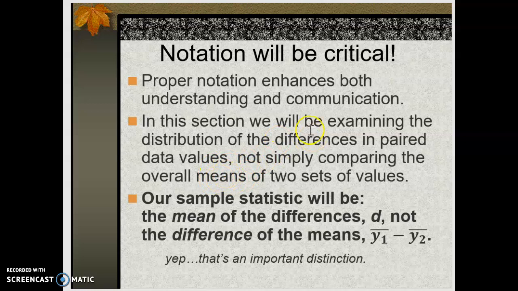We're looking at the average of all the differences. So our sample statistic is going to be the mean of the differences, and we're going to use the letter D for this, not the difference of the means, say y1 minus y2. This is a very important distinction between these two things. So the mean of the differences is what we're doing now, and what we did before was the difference of two sets of means.